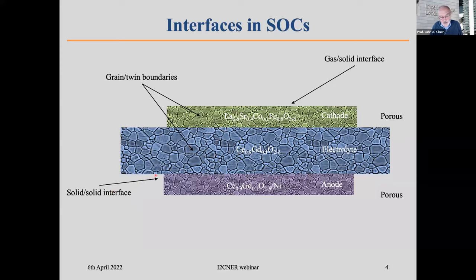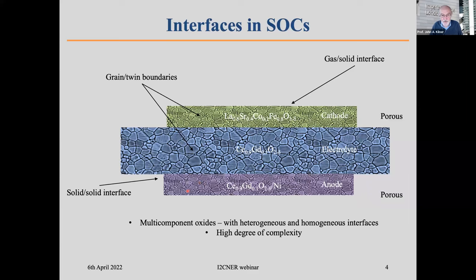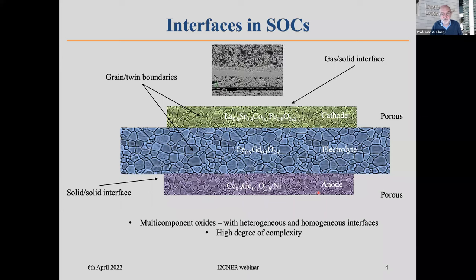There are solid-solid interfaces between the individual ceramic layers, and if we have composites, there are solid-solid interfaces within the composites. So it's a complex system. We have multi-component oxides with heterogeneous and homogeneous interfaces. In fact, it's a very high degree of complexity to be able to optimize this whole system.